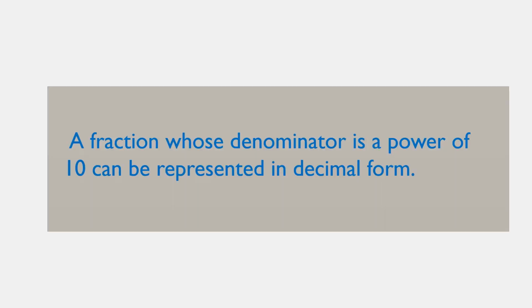Now let's summarize what we have seen till now. A fraction whose denominator is a power of 10 can be represented in decimal form. What is power of 10? Yes, it's 10, 100, 1000, 10,000 and so on. So any fraction whose denominator is 10, 100, 1000, 10,000 or more can be represented in a decimal form and vice versa.